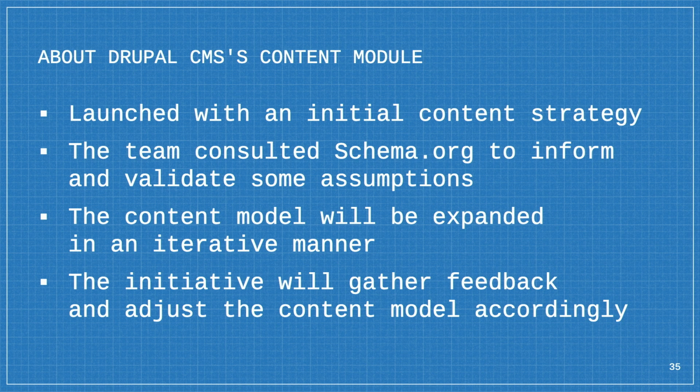Before I even start complaining about the content model or calling out some nuances and challenges, there's an initiative. It launched with an initial content strategy. There's a team that consulted schema.org to inform and validate some assumptions, and it will be expanded in an iterative manner. They will gather some feedback and adjust the content model accordingly. But it's tricky to adjust content models once people start using them.